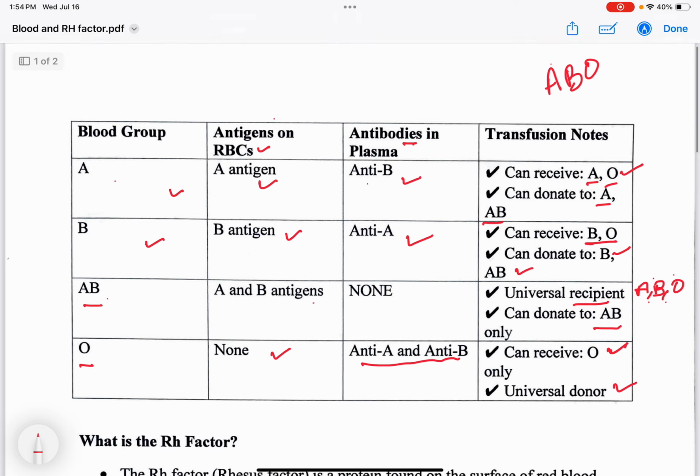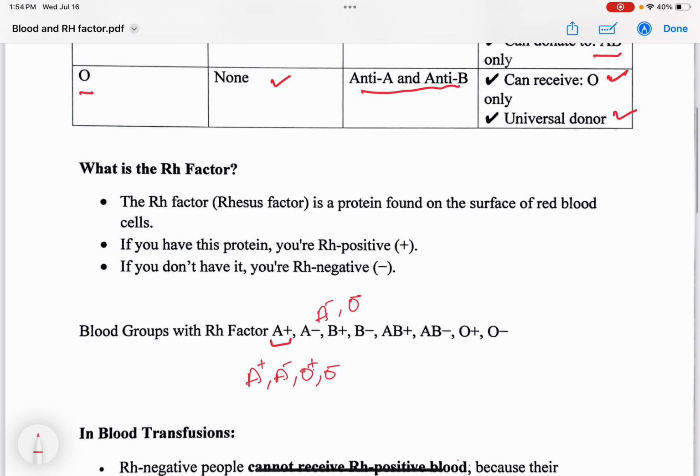Okay, so let's talk about the Rh factor. It's a protein that is found on the surface of the red blood cells. If a person has this protein and has blood group A, then that person is designated as A plus, otherwise A minus, because he doesn't have the Rh factor protein on it. So with that, now you have 8 combinations instead of 4. So you have 1, 2, 3, 4, 5, 6, 7, 8.